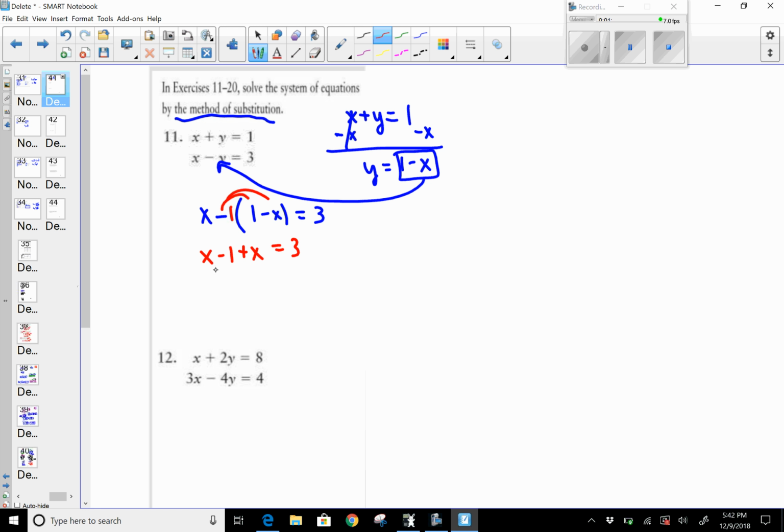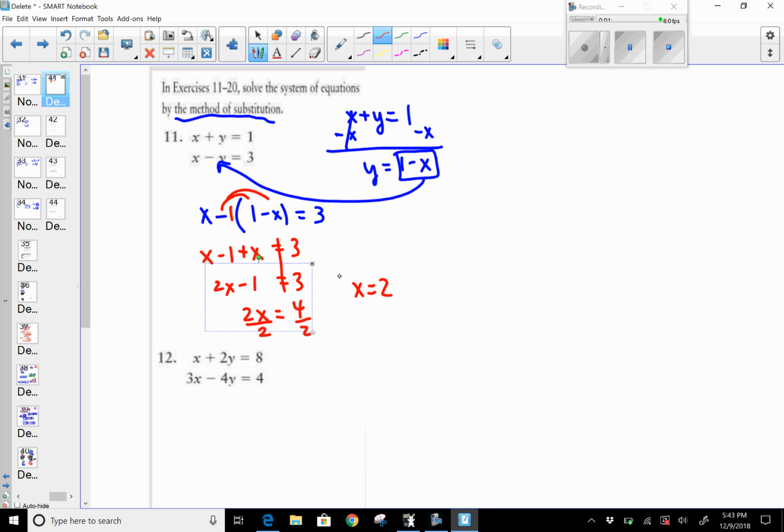And then now I want to get the x's by itself. So I have x plus x is equal to 2x minus 1 is equal to 3. Add 1, I get 2x is equal to 4. Divide both sides by 2, and I get x is equal to 2.